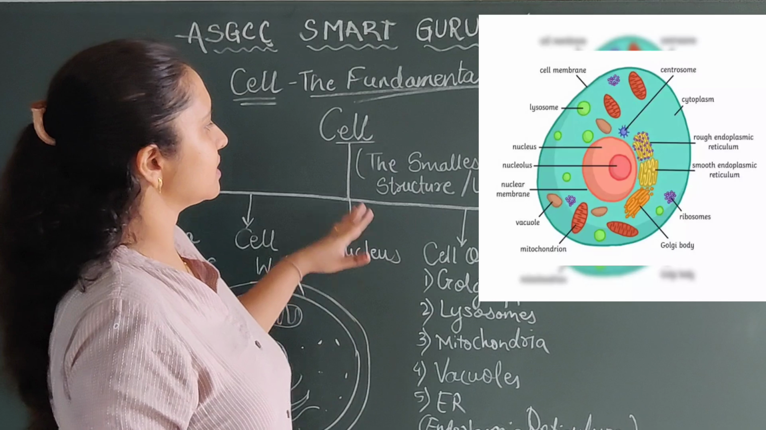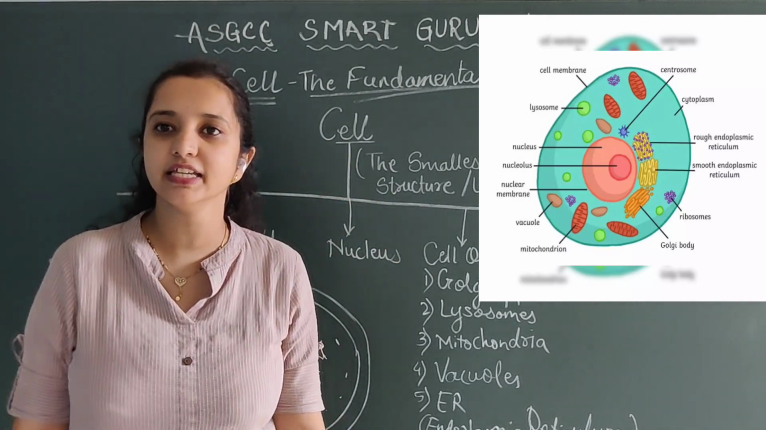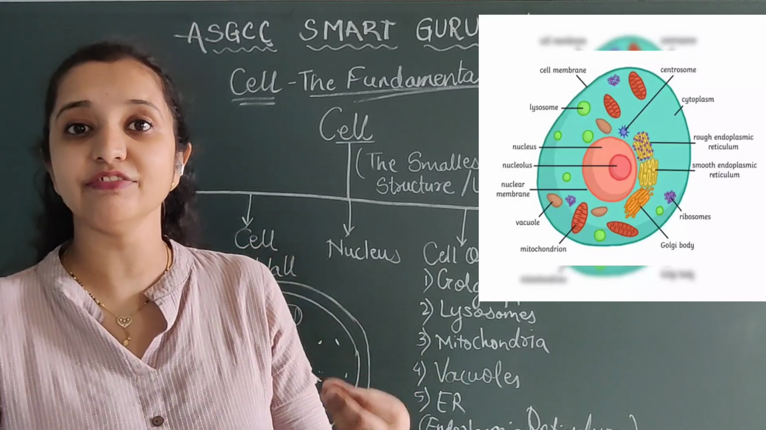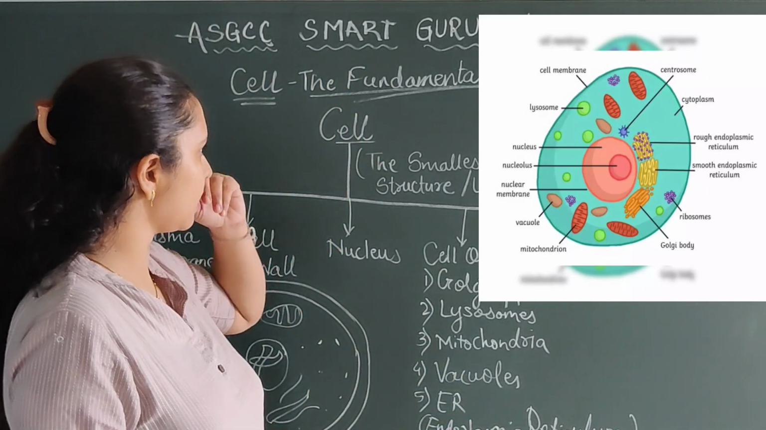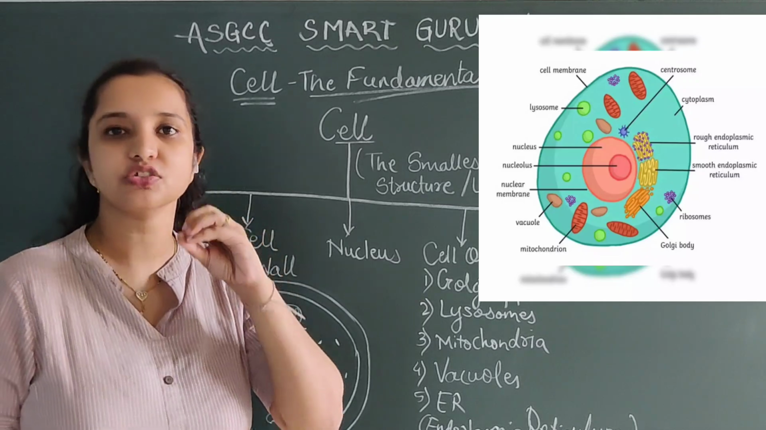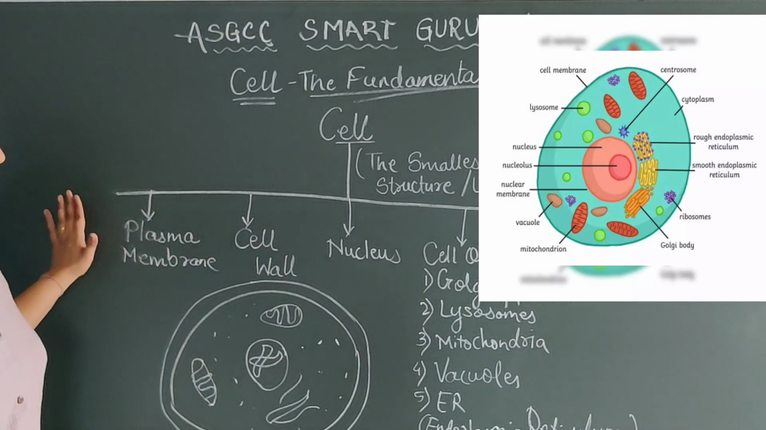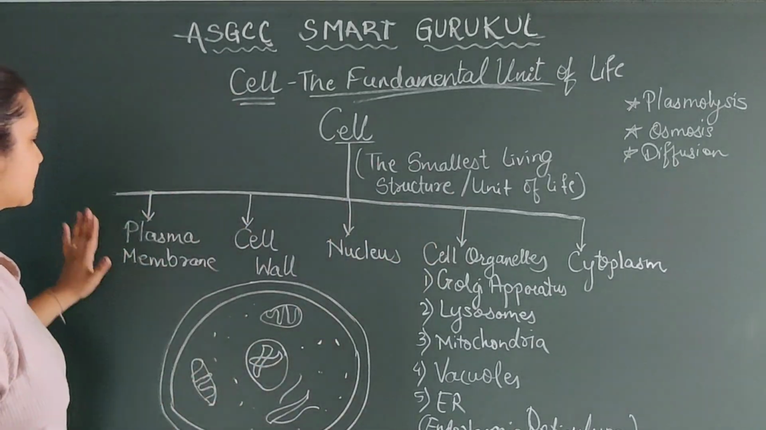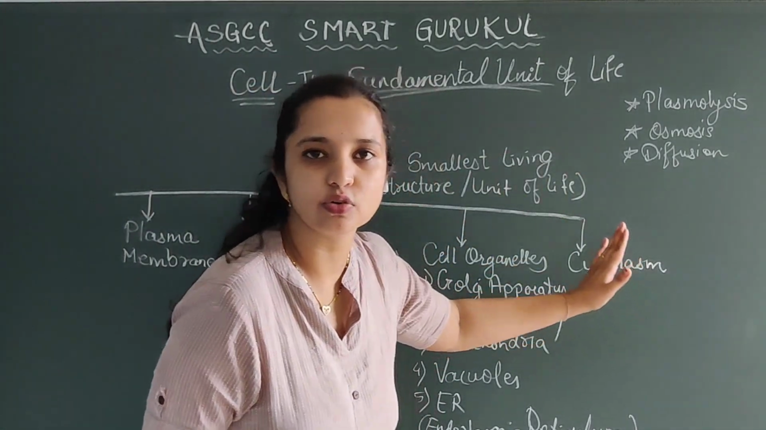What is a cell? The cell is the smallest living structure of life. You can also say that our life starts from the cell. Whatever life starts from, the smallest unit or structure is called a cell. What are the parts of a cell? These are all the parts of a cell: plasma membrane, cell wall, nucleus, cell organelles, and cytoplasm.